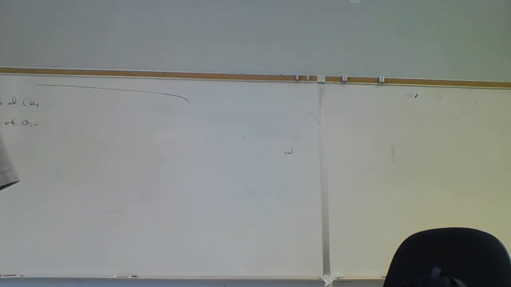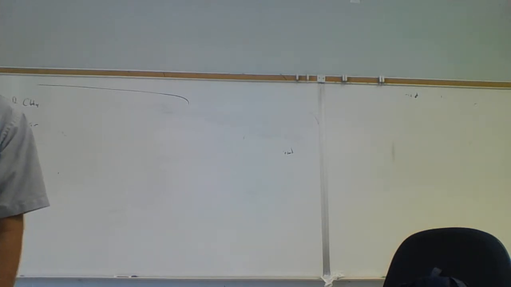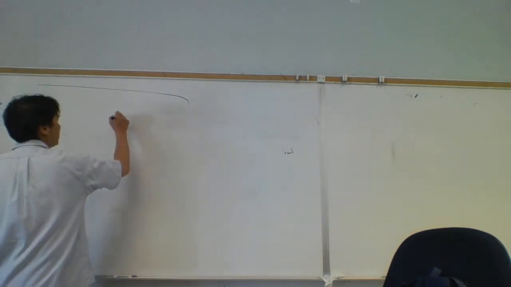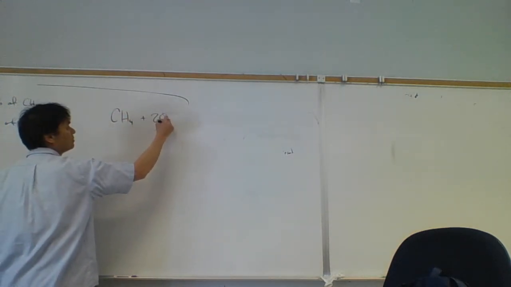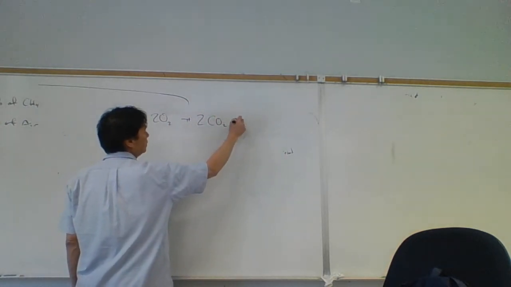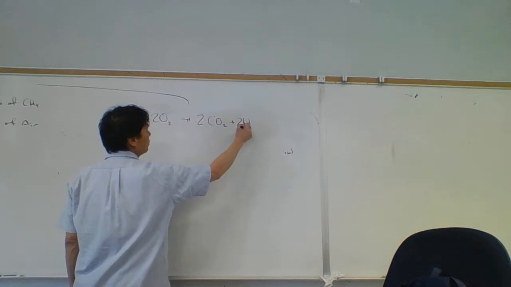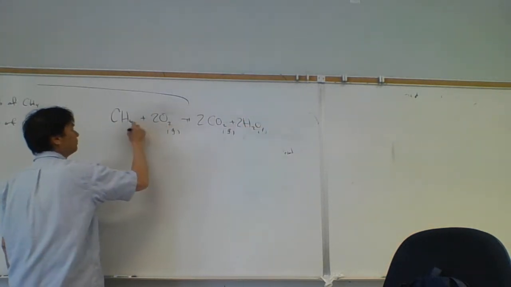Well, it depends. Each ingredient can make a certain number of pancakes based on the balanced chemical equation. The balanced chemical equation tells us that for every mole of methane, we'll need 2 moles of oxygen. We're going to get 2 moles of CO2 and 2 moles of water. CO2 gas.